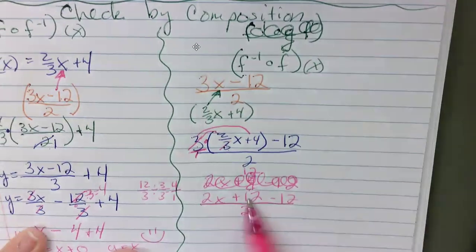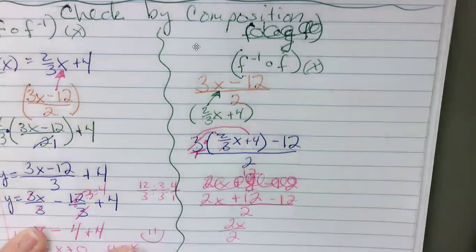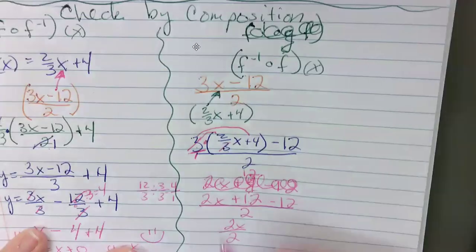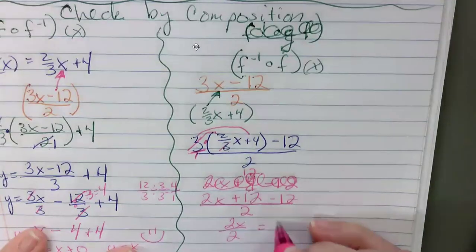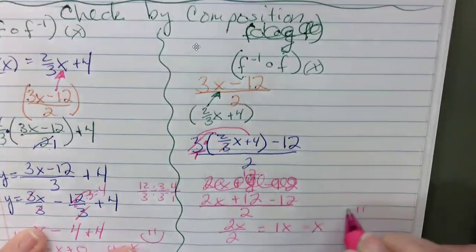Plus 12 minus 12 is 0. So we have 2x over 2. 2 over 2 equals 1. So that means we have 1x, or we have just an x, which is exactly what we're going for.